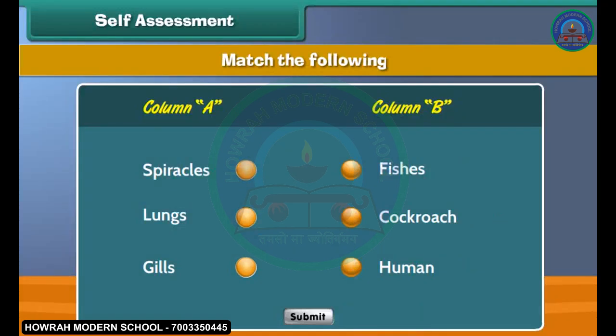Self-assessment. Match the following by dragging and dropping the buttons to its options.